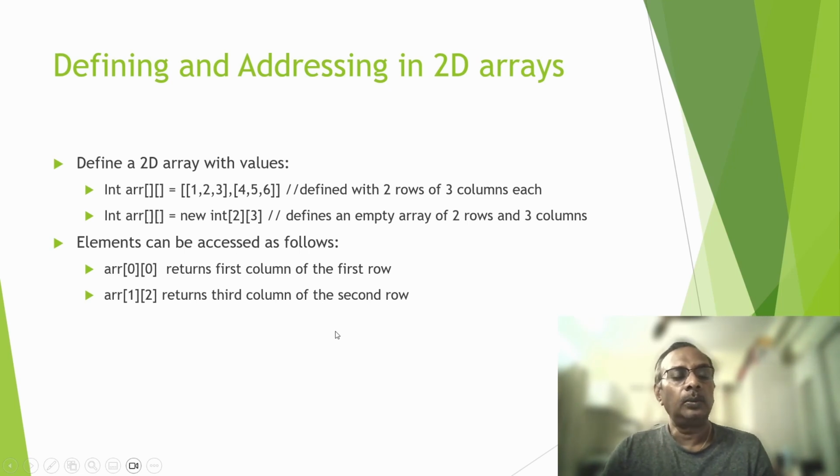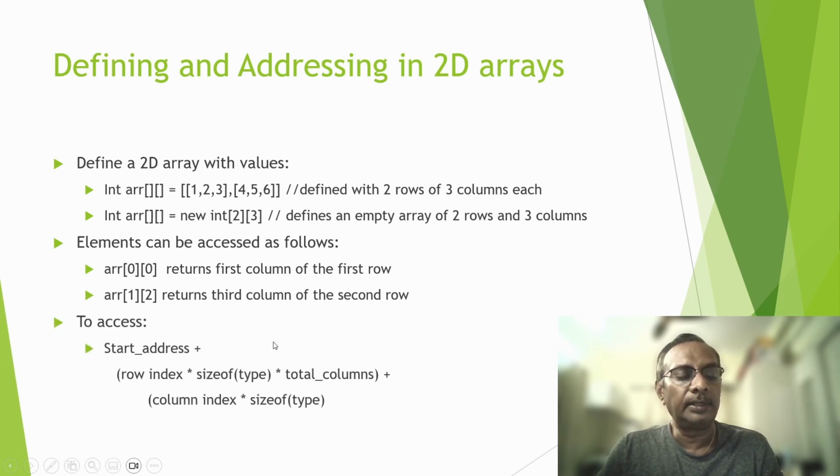Alright, now let us see how these values are calculated and retrieved. This is the formula. It will take the start address, which will be stored in the variable arr, and then add it to the row index, that is 1. So this is the row index, this is the column index, right?